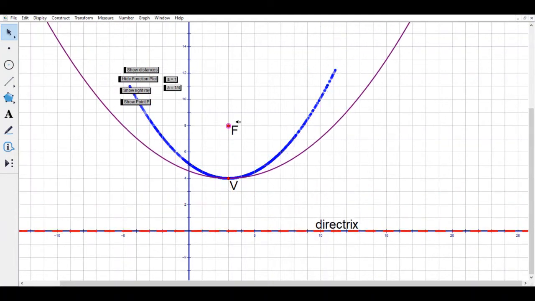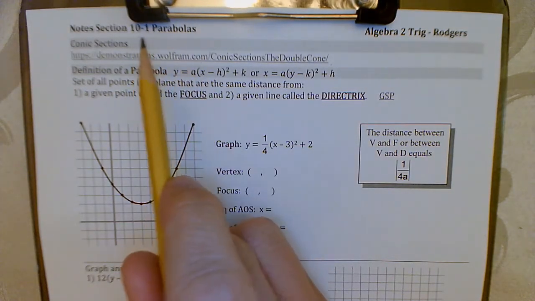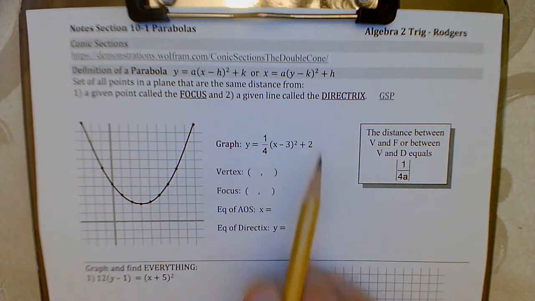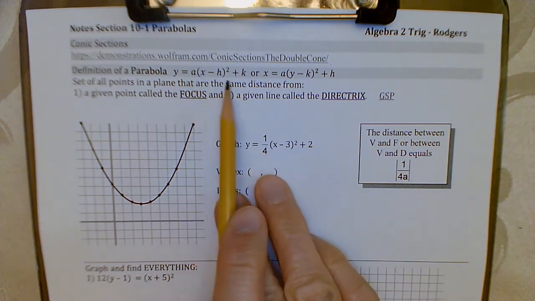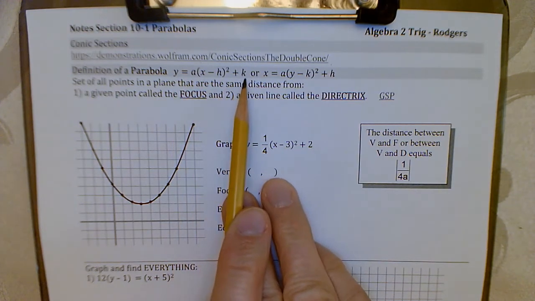So if I move the focus out, then the directrix is also going to move out. So let's get back to our notes for parabola section 10.1. You see here there are two forms of a parabola. This is the one we're used to. This is the vertex form.